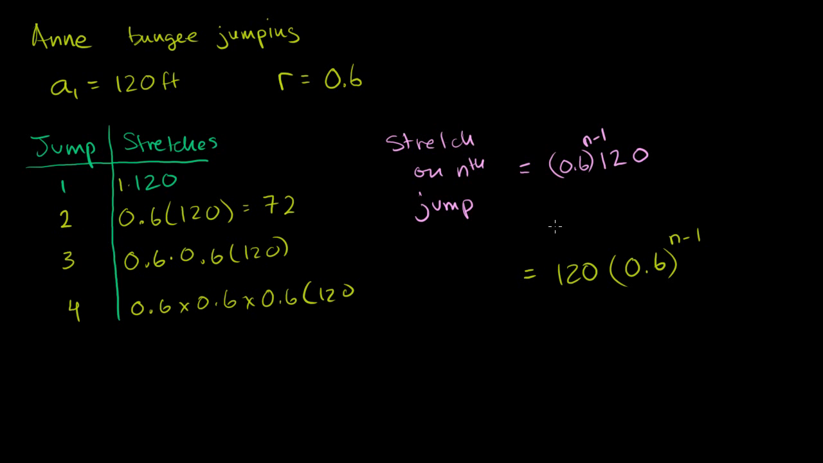Then on the second jump, you put a 2 minus 1. And notice, 2 minus 1 is the first power, and we have exactly one 0.6 here. So I figured it was n minus 1 because when n is 2, we have one 0.6. When n is 3, we have two 0.6's multiplied by themselves. When n is 4, we have 0.6 to the third power. So whatever n is, we're taking 0.6 to the n minus 1th power. And of course, we're multiplying that times 120.